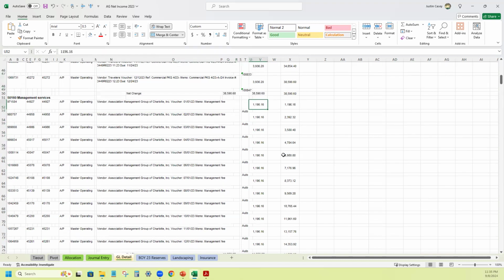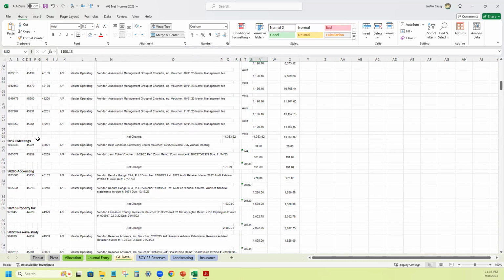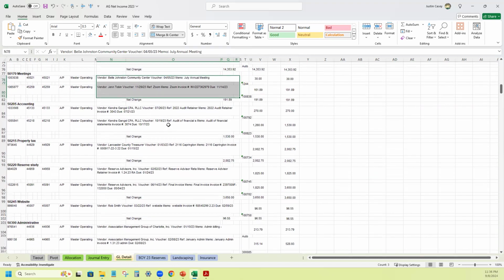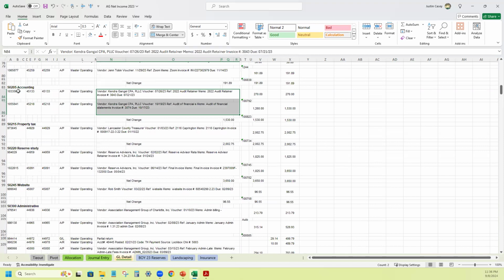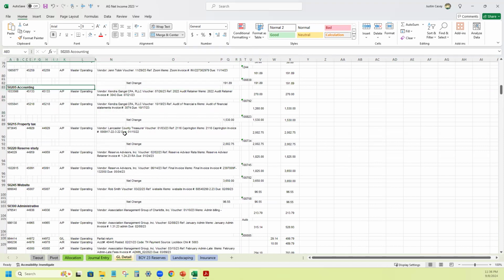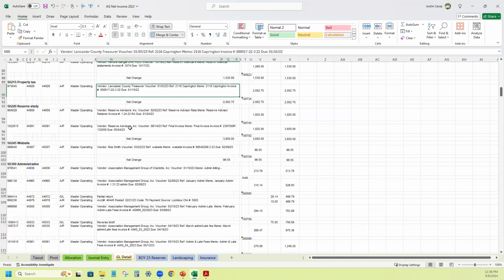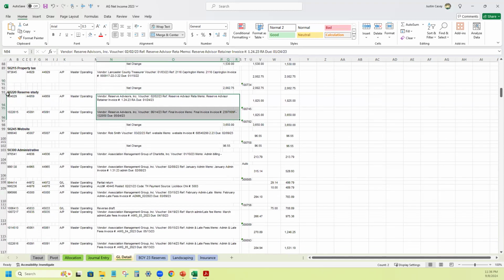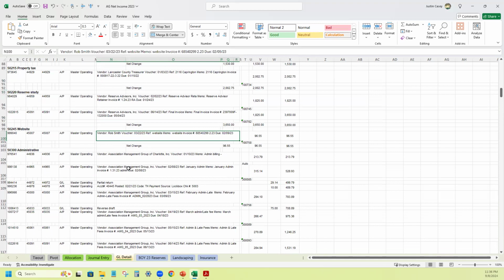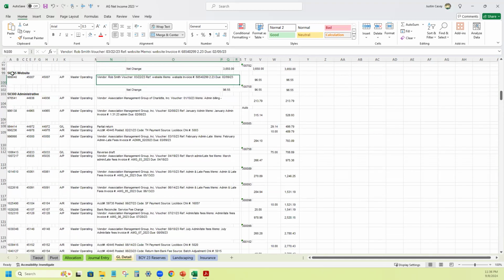This is our contractor amount, so that's all appropriate. Meetings, Bell Johnson Community Center and our annual Zoom costs, that's appropriate. There's our auditor that's coded to accounting 5205, so that's appropriate. Property tax, no issues, with Reserve Advisors being coded to reserve study. Website, we had a renewal cost, so that's appropriate.